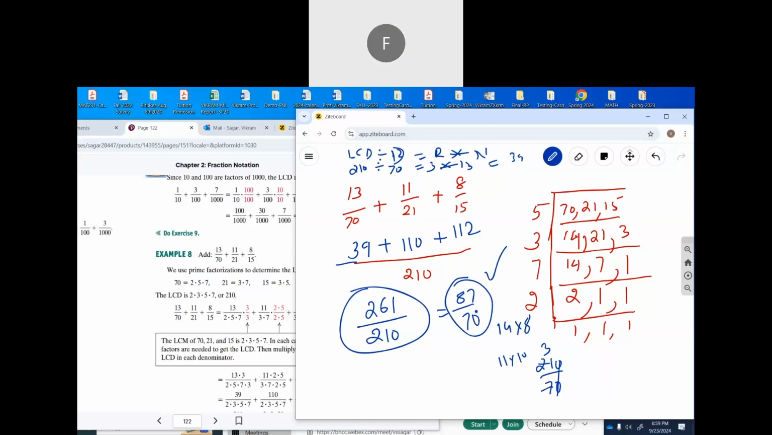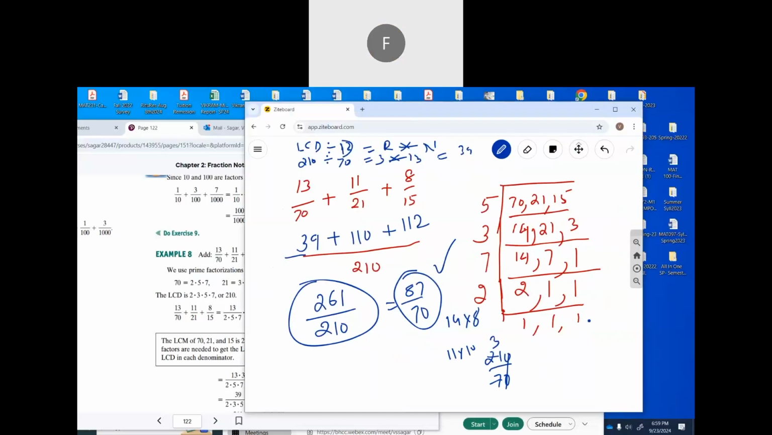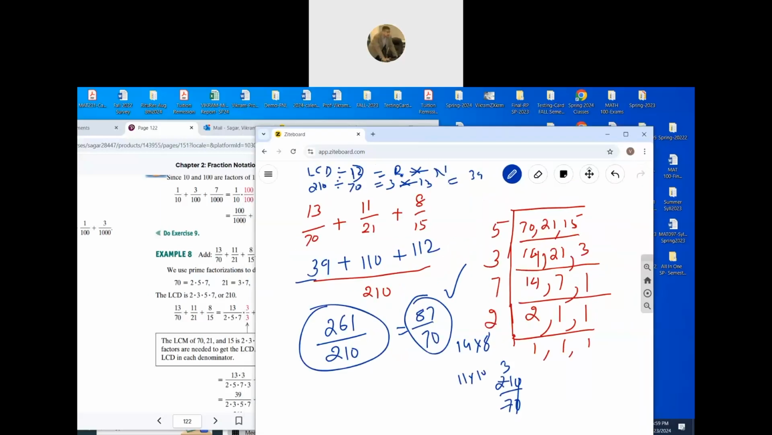Okay, I have a question for you. In the formula, LCD divided by N equals R. What does the R stand for? R means the result when we divide. When 210 is divided by 70, which is what? 3, right? 3 is our result.